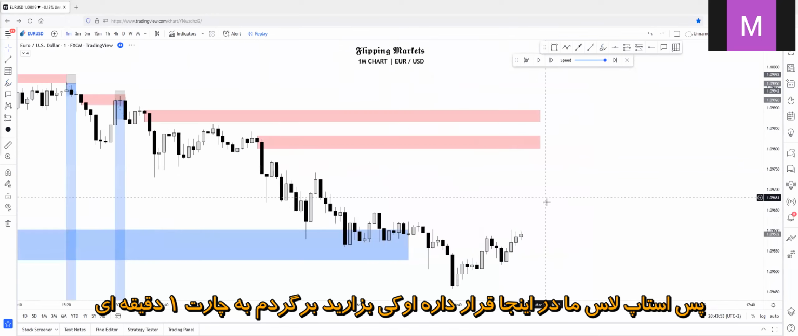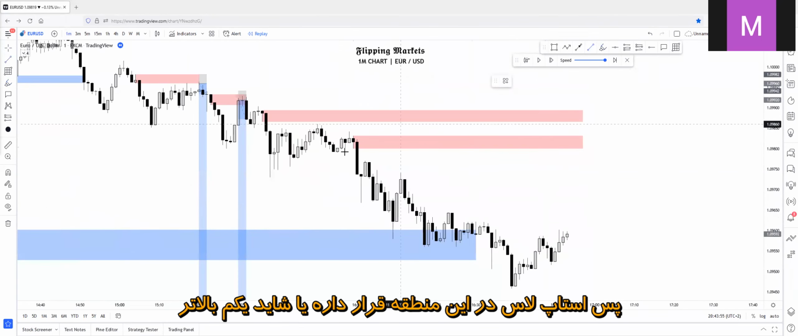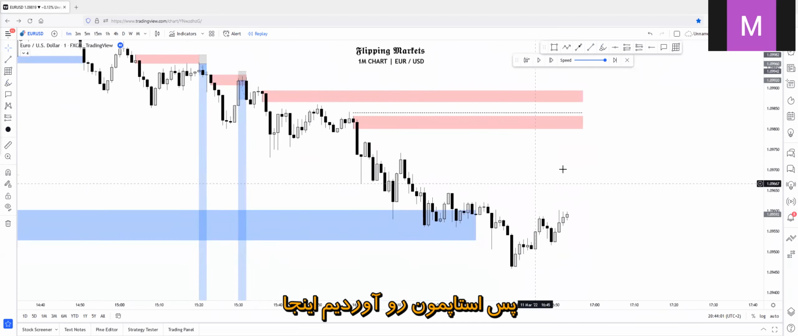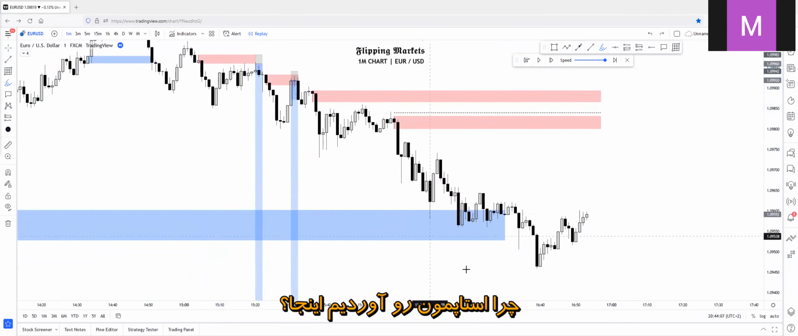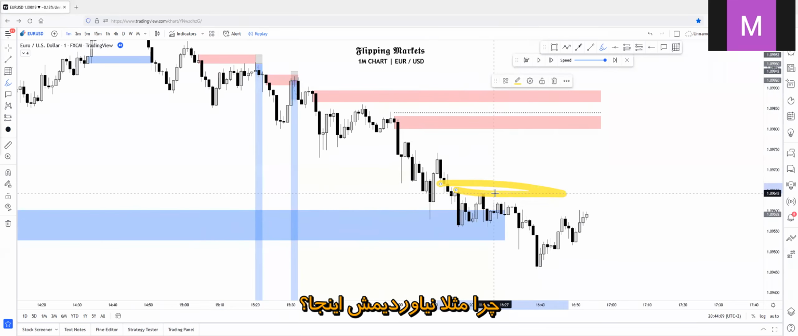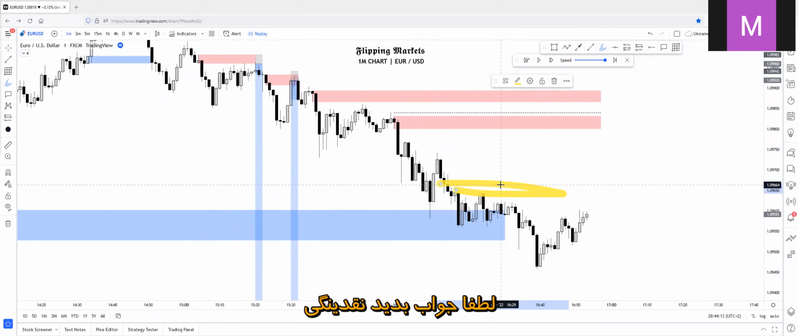Okay, let me just switch back to the 1-minute chart. So our stop loss is at this region. This is our stop loss, maybe a bit above. We got our stop losses right here. So all of our profits are locked in. Why do we keep our stop loss here, and why don't we keep it, for example, right here? Let me just ask. Anyone, please answer the question.